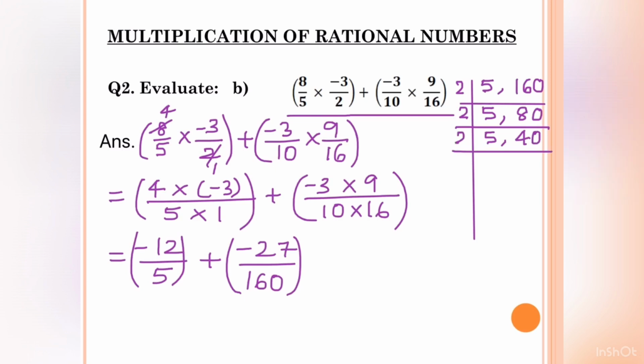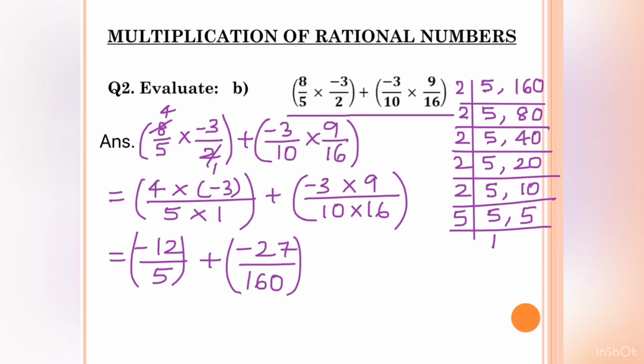Again we'll divide it by 2. 5 will write as it is. 2 times 20 gives 40. Again we'll divide by 2. 2 times 10 is 20. Again we'll divide by 2. 2 times 5 gives 10. Now we will divide it by 5. 5 times 1 gives 5.